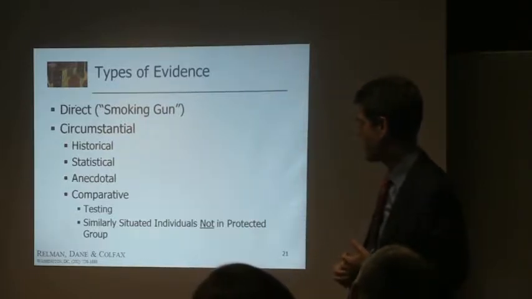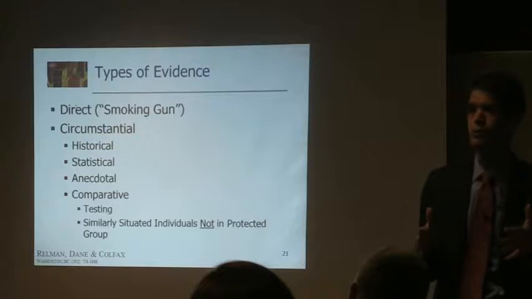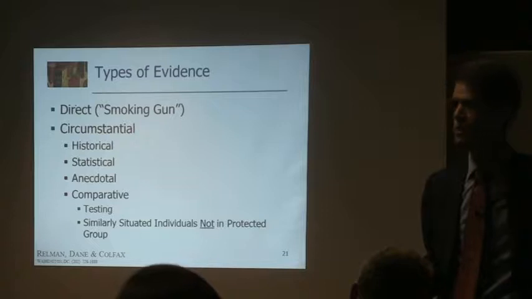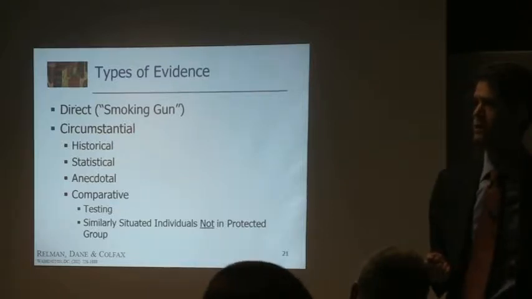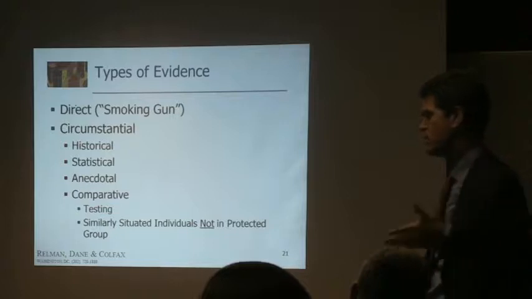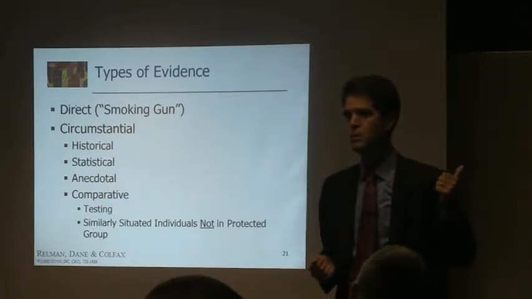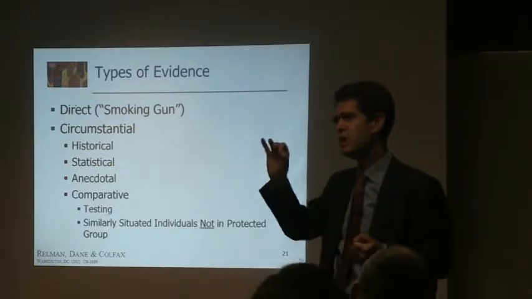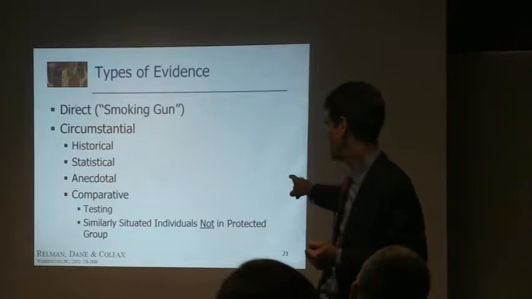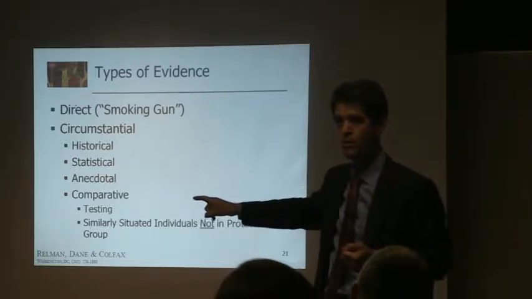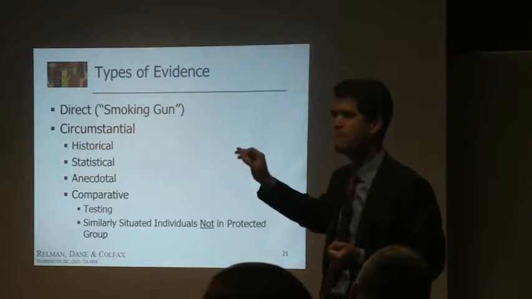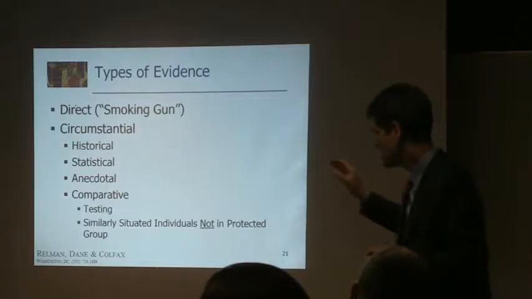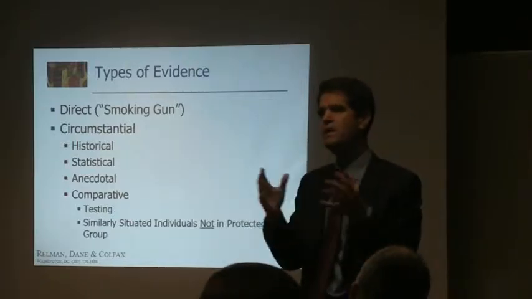The last category is comparative evidence, and that's the most important, and that's really what Steve was talking about in a more granular way, and what Steve is so good at, and what has allowed him to build his practice doing very effective, in particular, fair lending cases. Because what Steve was actually saying is he's exploring whether similarly situated individuals who are not in the protected group are treated differently. And that is the key to a discrimination case. Testing evidence also looks at comparative evidence. And think about it. It makes sense.